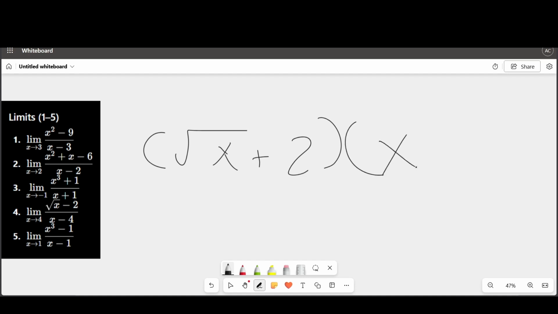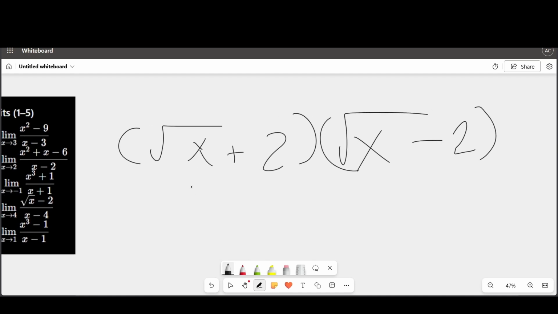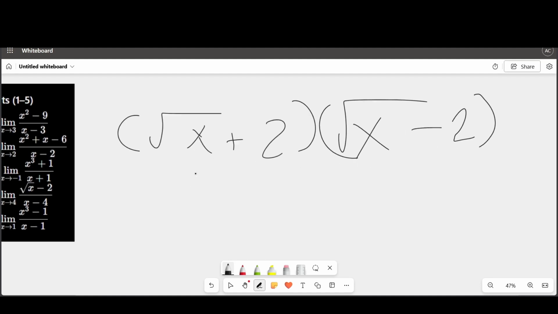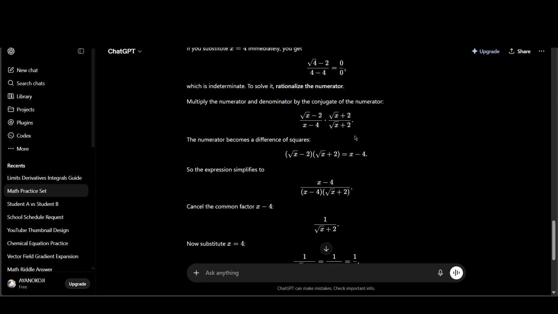Huh, oh. So how does this work? We have an x minus 4 here. How do we get... Oh my goodness! Actually, I skipped another point. Just have to keep trying. Multiply the numerator and the denominator by the conjugate of the numerator.